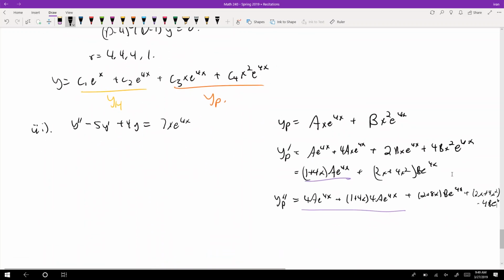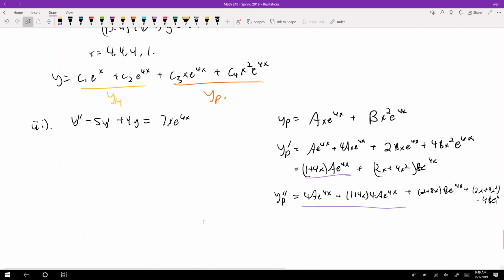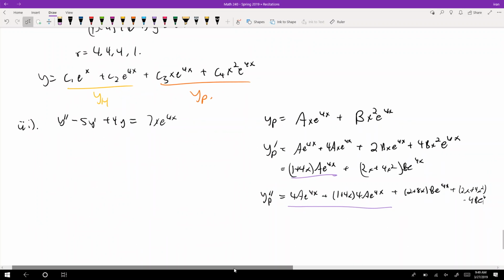Oh, no, or e to the positive 4x. Right. So it's just a mess. That's all it really is. So at least I took the derivatives, right? So what's the next step?